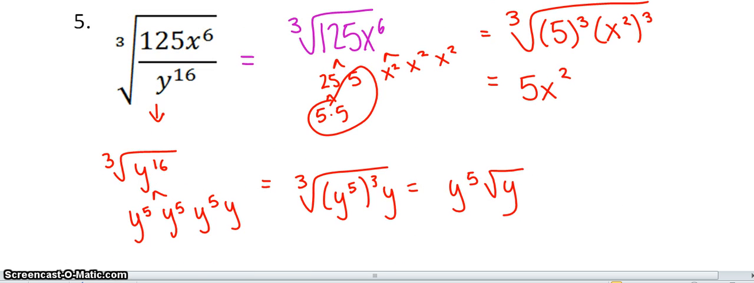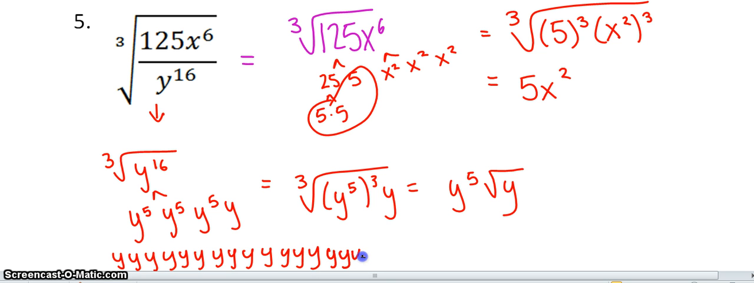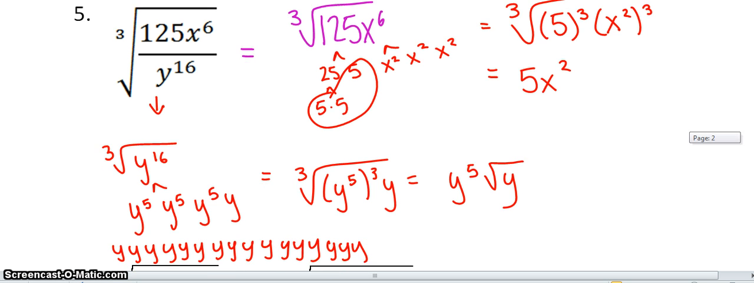If that's confusing for you, you can factor this all the way. So really y to the 16th is 16 y's. 1, 2, 3, 4, 5, 6, 7, 8, 9. I know this is tedious, but I'm going to write it out to prove a point. I lost track now. No, I didn't. 3 more. Okay, so you're looking for groups of 3 you can pull out.